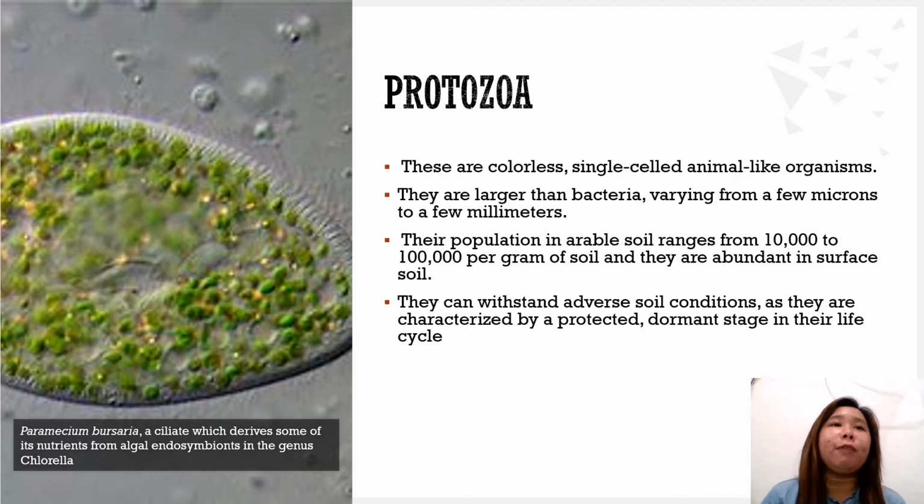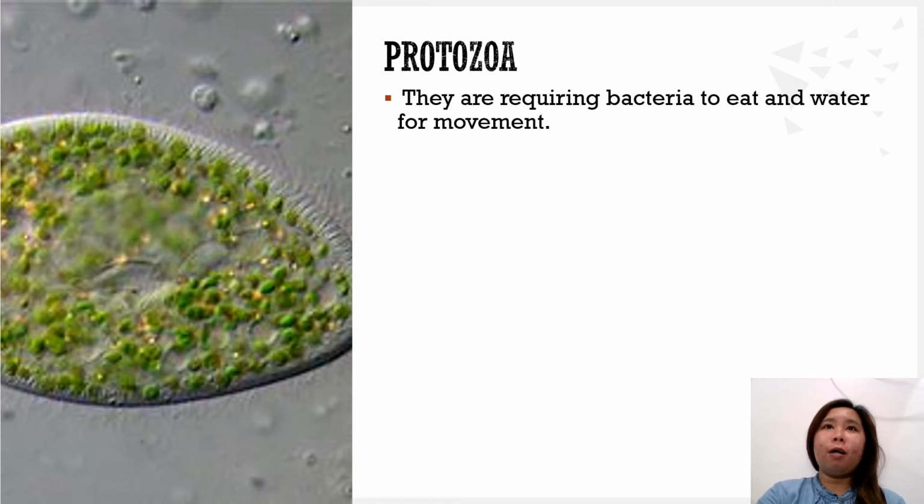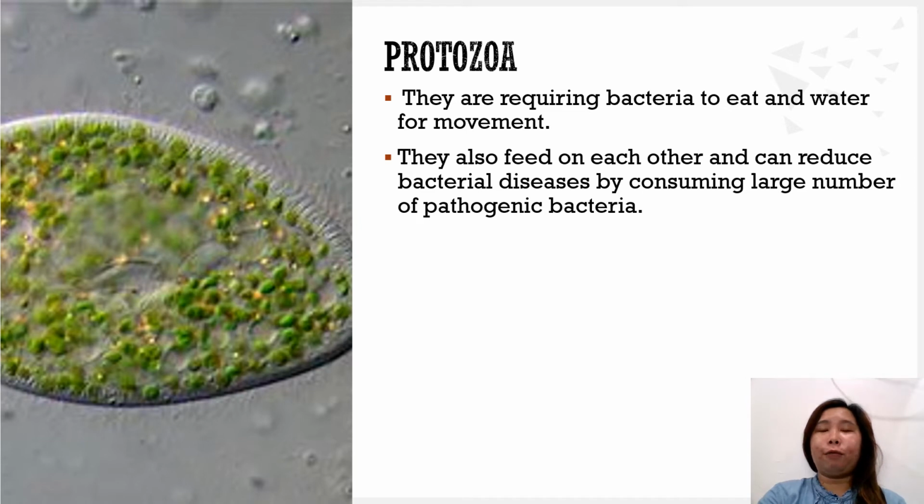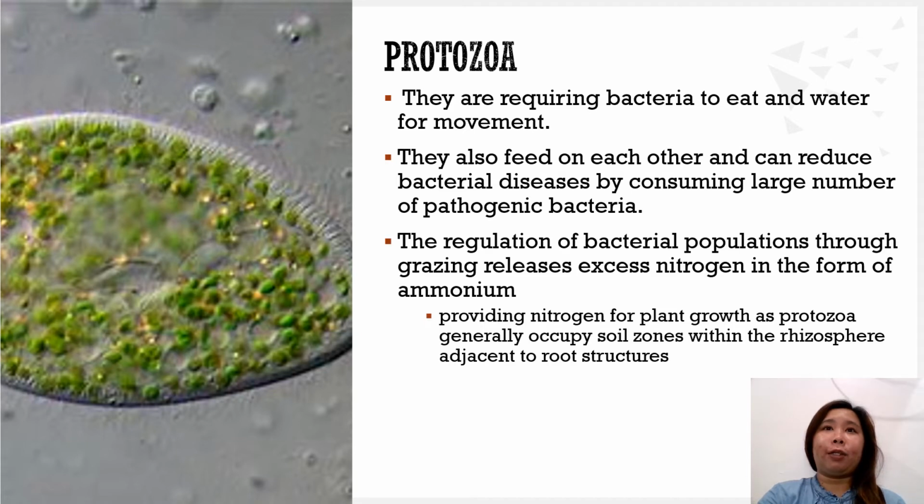So this figure is an example of protozoa, Paramecium bursaria, a ciliate which derives some of its nutrients from algal endosymbionts in the genus Chlorella. Protozoa require bacteria to eat and water for movement. They also feed on each other and can reduce bacterial diseases by consuming large numbers of pathogenic bacteria.